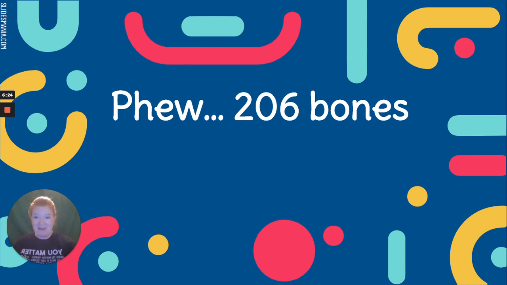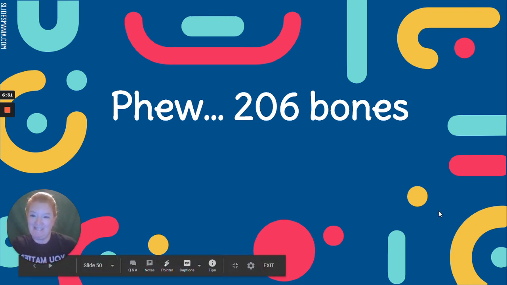And there you have it. Wow, 206 bones. Now we didn't go through each individual little phalanges bone or carpal bone, but that's it. That's all of them.